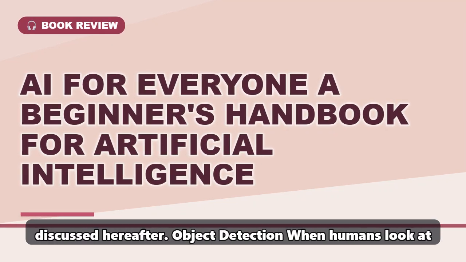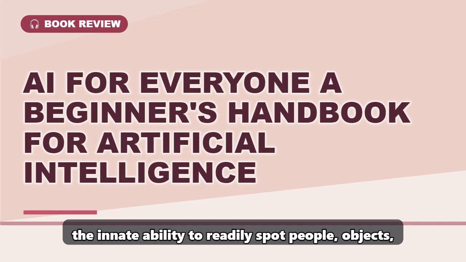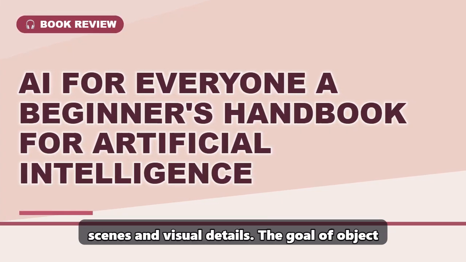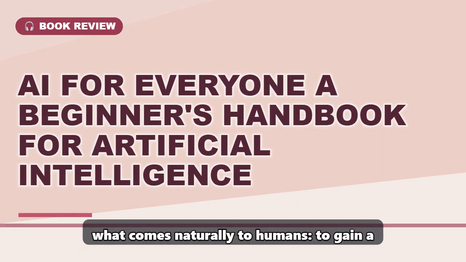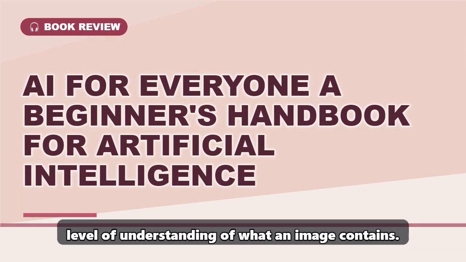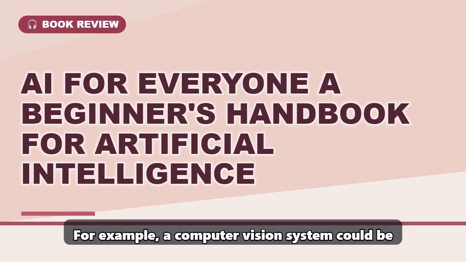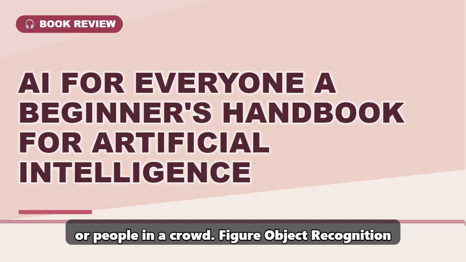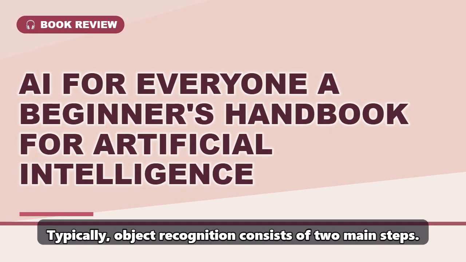Object detection. When humans look at a photograph or watch a video, they have the innate ability to readily spot people, objects, scenes and visual details. The goal of object recognition is to teach a computer to do what comes naturally to humans, to gain a level of understanding of what an image contains. For example, a computer vision system could be used to detect cars in a traffic scene or people in a crowd. Figure: object recognition. Typically, object recognition consists of two main steps.